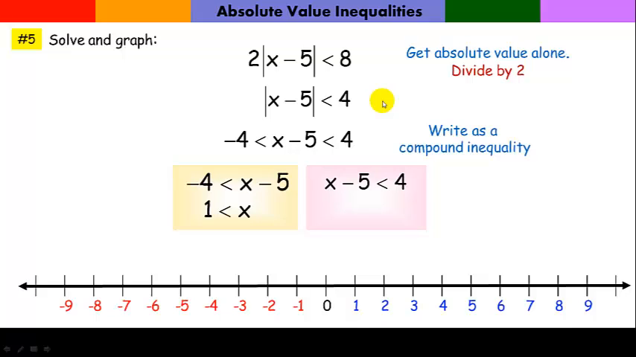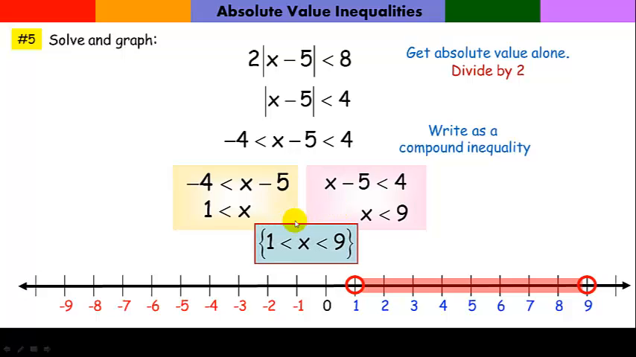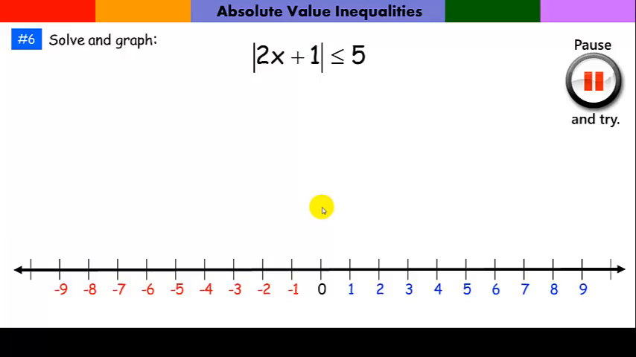Gives us one boundary point at 1. Gives us the other boundary point at 9. Says x's are greater than 1 and x's are less than 9. Obviously this is an and. This would be our solution set. In our last example, give it a shot.